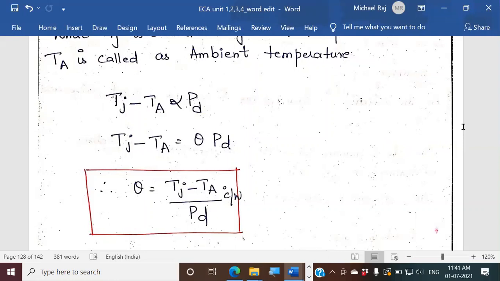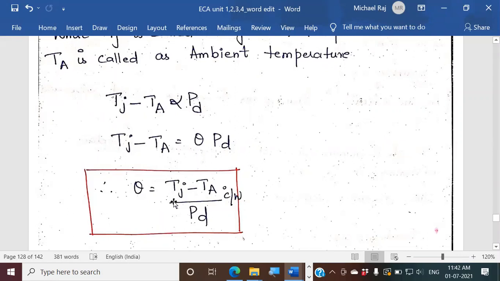Then we remove the proportional symbol, put equal to, and add a proportionality constant theta. So what will this theta be? Just cross multiply the Pd to the other side. Theta will be Tj minus Ta by Pd. Now this particular theta is called thermal resistance.